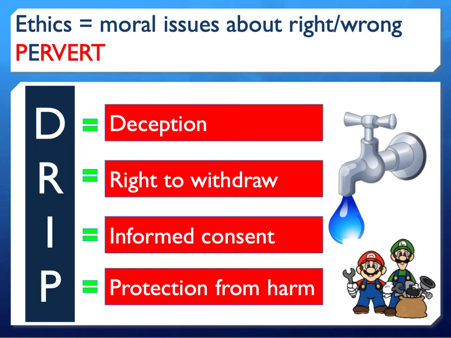Again, there are more than this, but if we just want to stick to 4 within DRIP, then we can go with deception, right to withdraw, informed consent, and protection from harm. For each research method, or the research method you get in the question, you have to say if it conflicts with any of these issues. You can say it doesn't as well.